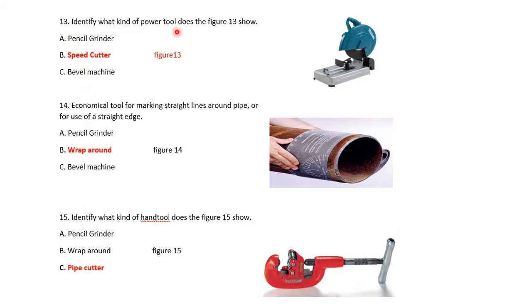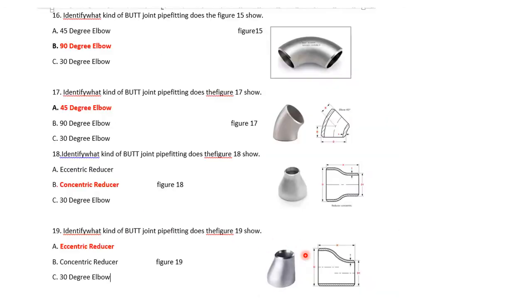Identify what kind of power tool figure 13 shows. Here you can see a speed cutter, called a speed cutter, this one. An economical tool for making straight lines around the pipe or for use as a straight edge. See, this is called a wrap around. We use this to make a straight line around the pipe. Identify what kind of hand tool figure 13 shows. This is called a pipe cutter.